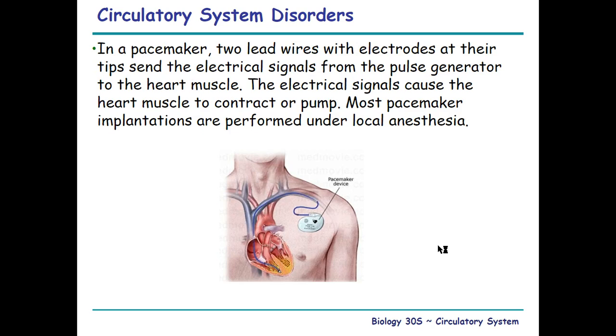In a pacemaker, two lead wires with electrodes at their tips send the electrical signal from the pulse generator to the heart muscle. The electrical signals cause the heart muscle to contract or pump. Most pacemaker implants are performed under local anesthesia. As you can see here, here's the pacemaker device.